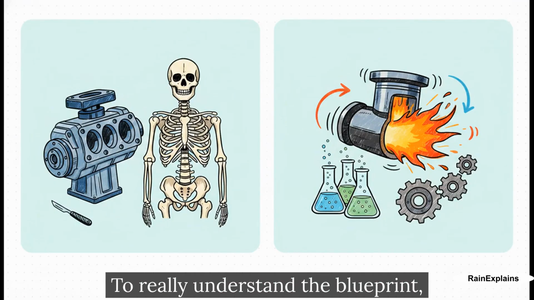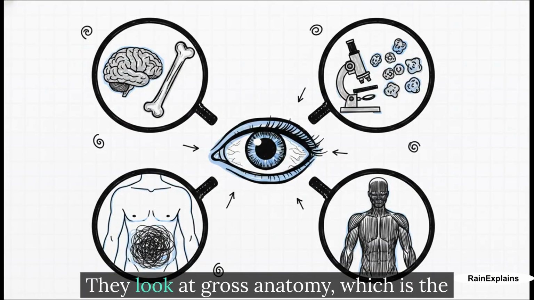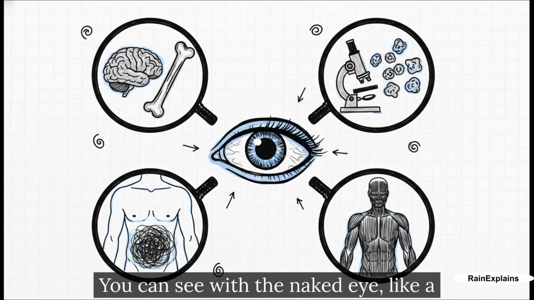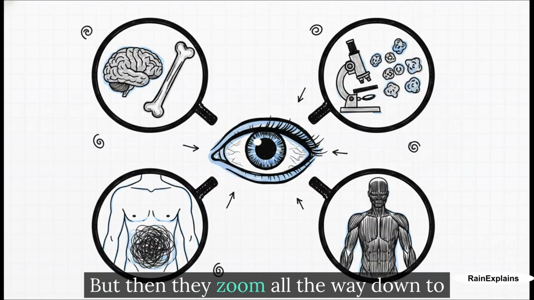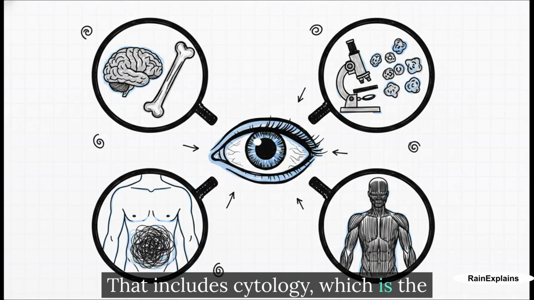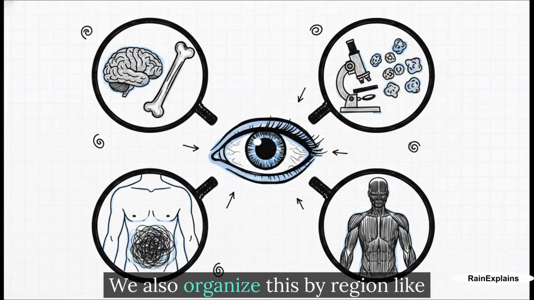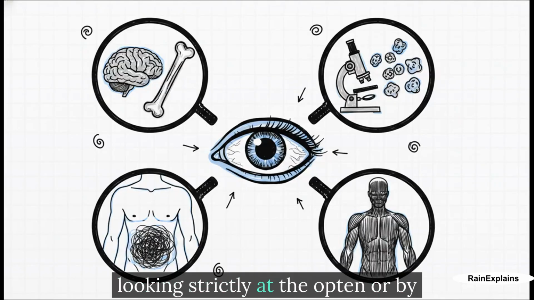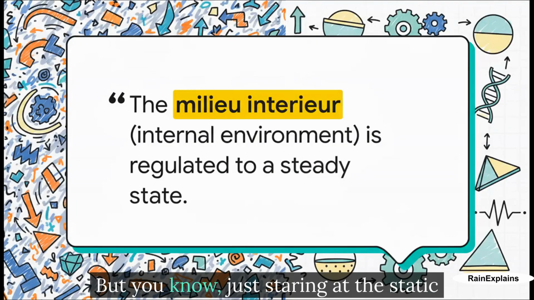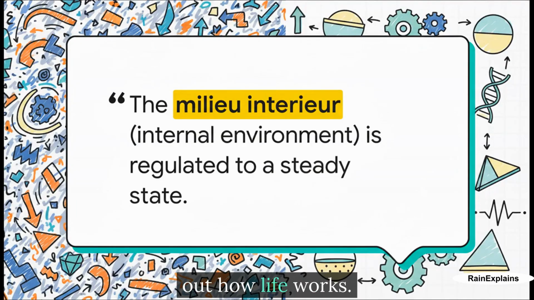the car move. To really understand the blueprint, anatomists have to zoom in and out. They look at gross anatomy, which is the macroscopic stuff you can see with the naked eye, like your brain or a femur. But then they zoom all the way down to microscopic anatomy. That includes cytology, which is the study of individual cells, and histology, the study of tissues. We also organize this by region, like looking strictly at the abdomen, or by system, like studying all the muscles together.